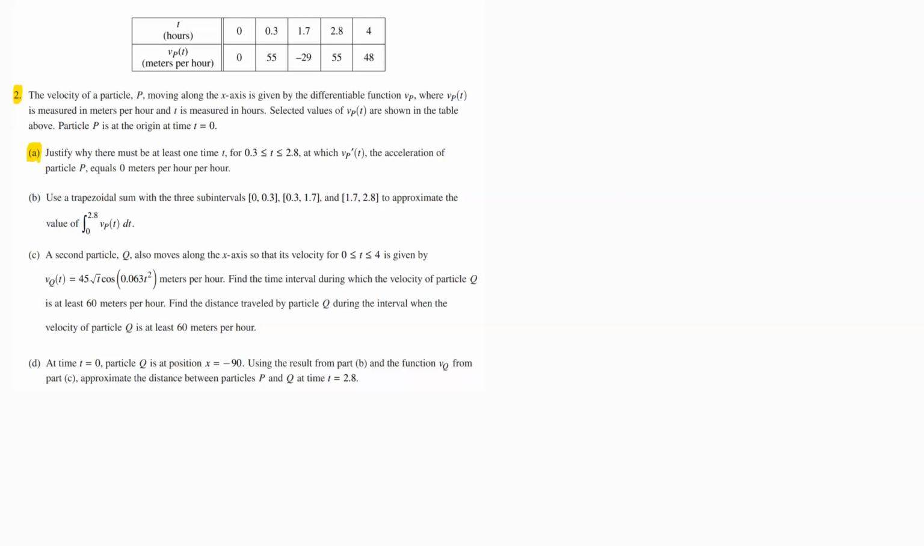So on A here, they're just asking us to justify why there must be at least one time in between these two values here, such that the derivative of our velocity equation, which is also known as the acceleration equation, has to equal 0. So whenever you need to justify and show that a derivative equals a certain value, 99 times out of 100, that's going to be the mean value theorem that they want you to go through.